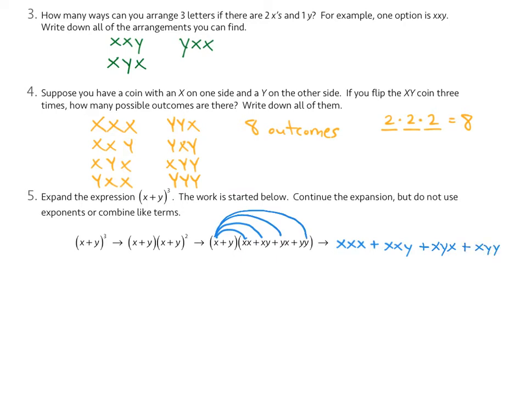Now let's multiply the y term. Y times xx is yxx. I'll put that on the next line. Y times xy is yxy. Then we have yx. And finally, y. When you expand this expression, there are 4 terms here in blue that start with an x, and 4 terms in red that start with a y. There are a total of 8 terms.